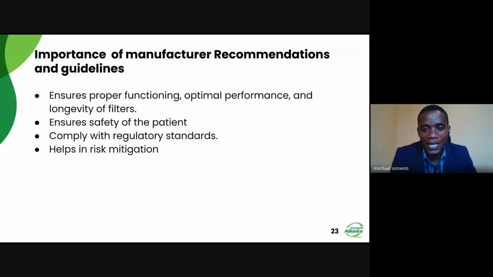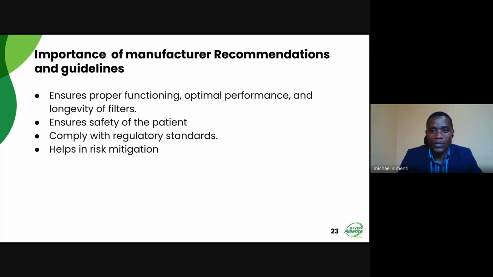All right, now let's look at the importance of manufacturer recommendations and guidelines. I have mentioned this several times: as engineers, it is important to follow the recommendations and guidelines from the manufacturer. Not only for the filters, but sometimes even for other devices. Let's say a device is new to your institution. You can't just take that device and go straight in and start working without following the manual. The manual will be a better teacher to show you how best to do your work. So that also applies to the filters.